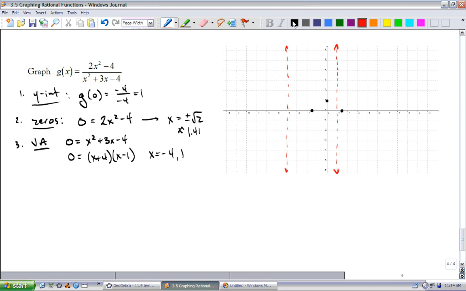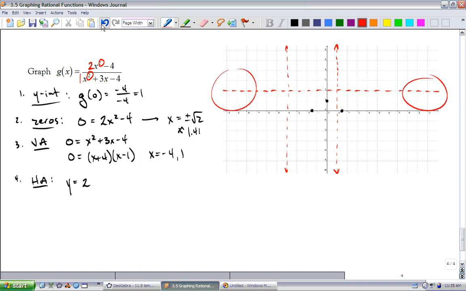Then I have my horizontal asymptote, which in this case is at 2 because my degrees are the same. And so I take my leading coefficient over my leading coefficient. So this is going to be 2. So here at 2. And again, I always think of it this way. The horizontal asymptote is going to pull the graph towards it on the outsides of the graph. Over here and over here, it's going to get pulled toward that line. Okay? Alright.